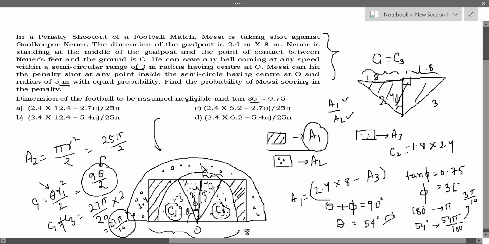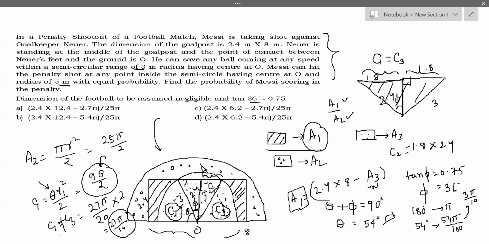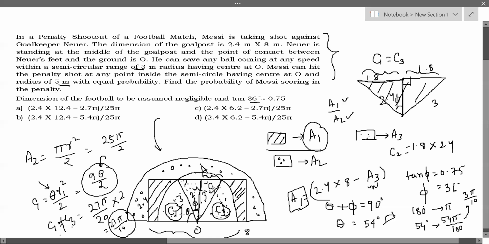So now we have obtained the value of C1, C2, C3, and also we have obtained the value of this rectangle. So now we'll have to just put the value of A3. A3 is nothing but the summation of C1, C2, and C3, and we'll be able to find out the value of A1. So if we do all these calculations, we'll be able to find out the value of the answer. Now, if you have obtained the answer as option B, that is right, because if you do the calculation, it will lead you to option B.